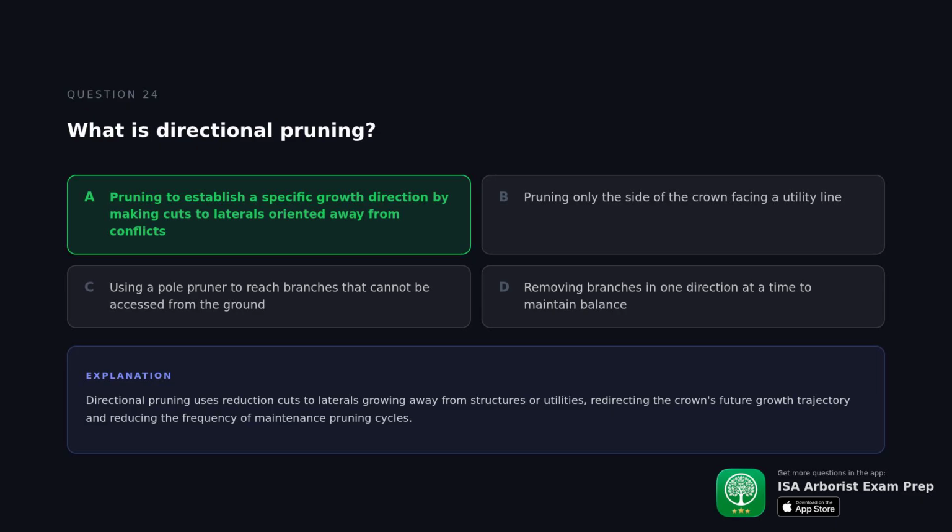The correct answer is pruning to establish a specific growth direction by making cuts to laterals oriented away from conflicts. Directional pruning uses reduction cuts to laterals growing away from structures or utilities, redirecting the crown's future growth trajectory and reducing the frequency of maintenance pruning cycles.